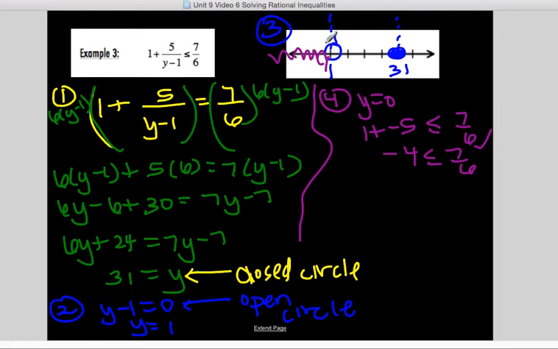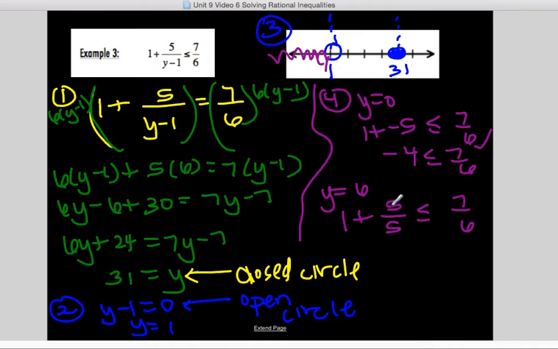Could you have plugged in 4 and used your calculator? Yes, you could have. It will all give you the same type of answer. So I'm going to try 6. So I'd have 1 plus 5 over 6 minus 1, which is 5. Is that less than or equal to 7 over 6?